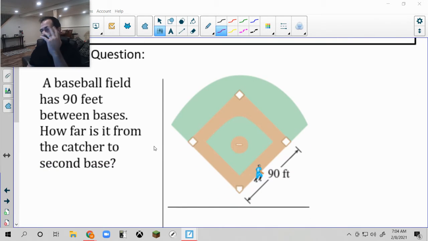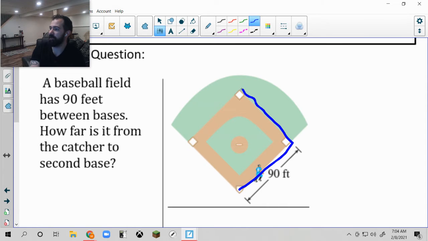Next question, talking about baseball. We talked about tennis in our first video. A baseball field has 90 feet between the bases. So every distance here is 90 feet. It's the same all the way around. From here to here is 90. From here to here is 90. And so on and so forth. How far is it from the catcher to second base?